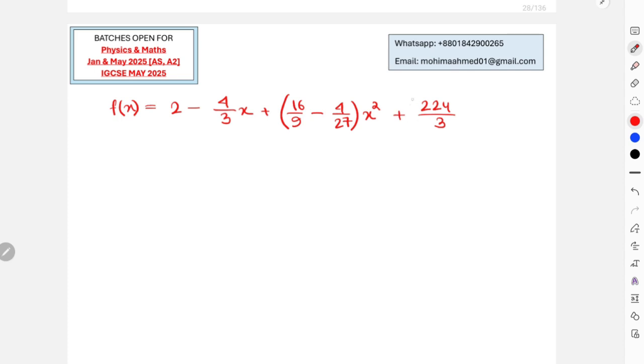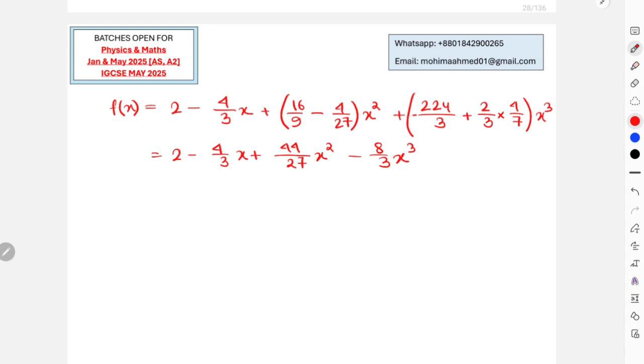over 81 minus 2 over 3, which is going to be 2 over 3 multiplied with 4 over 27. So 2 over 3 gets multiplied with, this one actually becomes positive because k was negative, 4 over 27 x power 3. So if you simplify all these terms, now the expression will be 2 minus 4 by 3x. Second expression now turns out to be 44 by 27 x square, and last one is 8 over 3 x power 3, right? I already know the last one was 8 over 3.